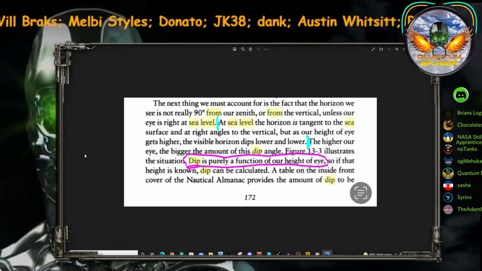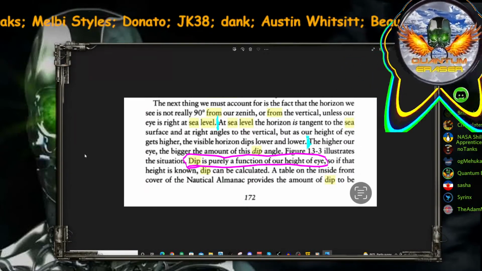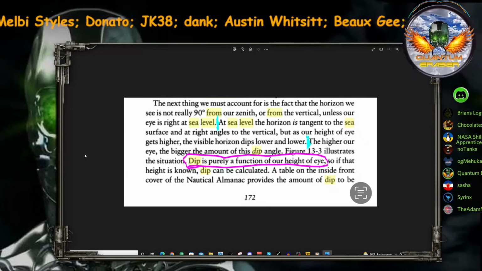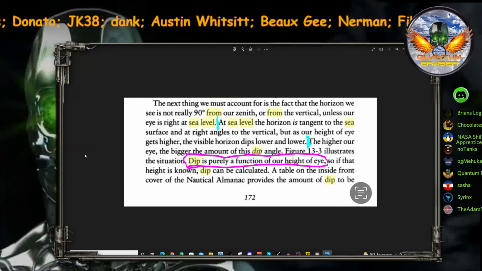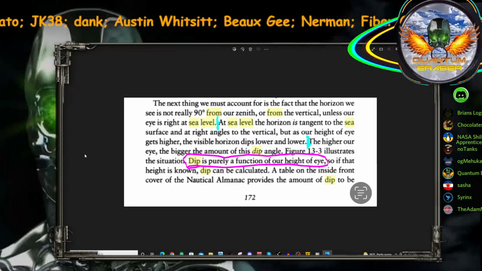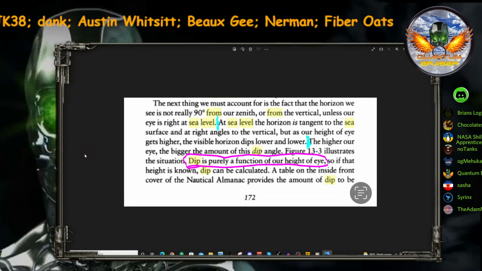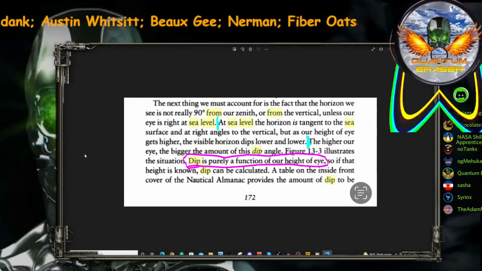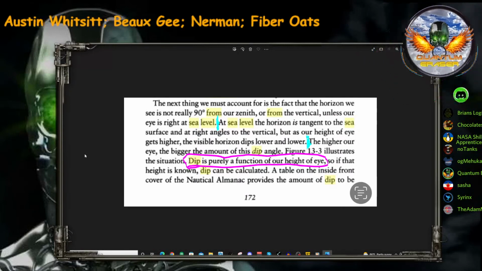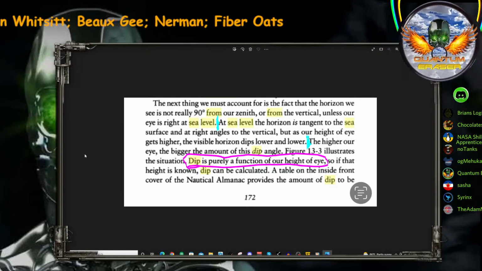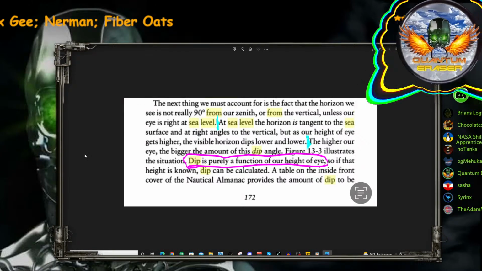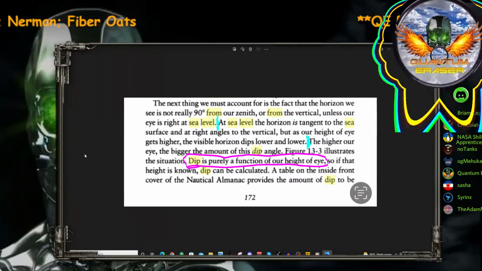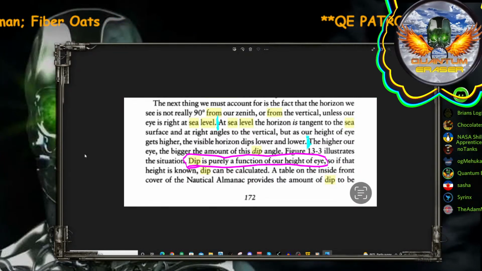The next thing we must account for is the fact that the horizon we see is not really 90 degrees from our zenith or from the vertical, unless our eye is right at sea level. At sea level, check this out, the horizon is tangent to the sea surface and at right angles to the vertical. What? But as our height of eye gets higher, the visible horizon dips lower and lower? Oh, we'll get back to that. This is the important part.